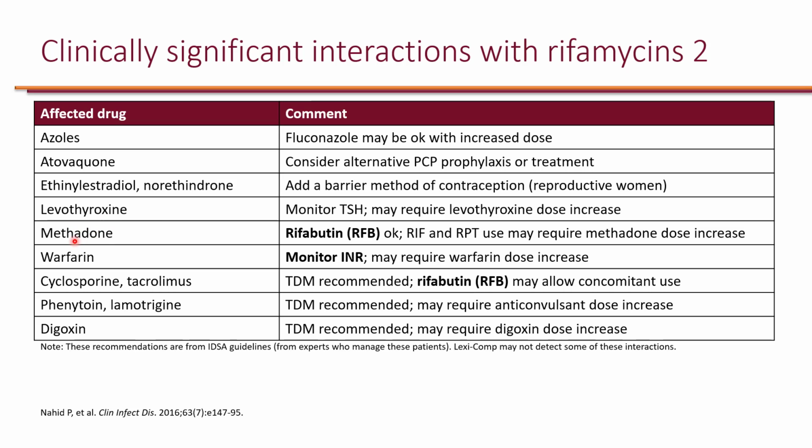With methadone, methadone is metabolized by many of the CYP enzymes. So a strong inducer can reduce the level of methadone, and methadone is often used for opioid dependence. So these patients might develop withdrawal symptoms. If that happens, the methadone dose is typically increased. Alternatively, it's best to use rifabutin instead of rifampin if someone is on methadone. With warfarin, obviously you just monitor INR, and based on INR you can adjust the dose of warfarin.